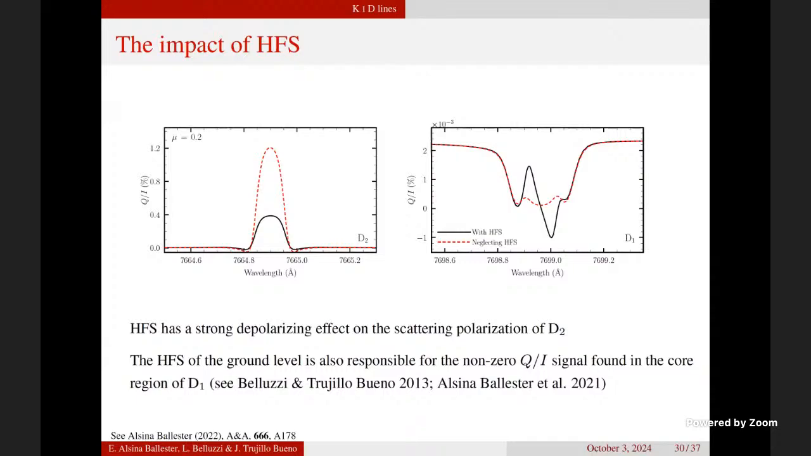So first of all, this is a calculation both with hyperfine structure and neglecting it in the dashed curve. If we neglect hyperfine structure, the key mechanism can no longer operate because there is no separation between the various hyperfine structure components. And we simply find basically a depolarized signal. For the D2 line, we find the expected depolarization due to the impact of hyperfine structure.